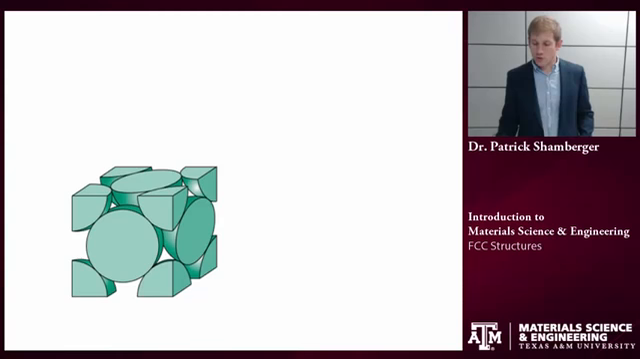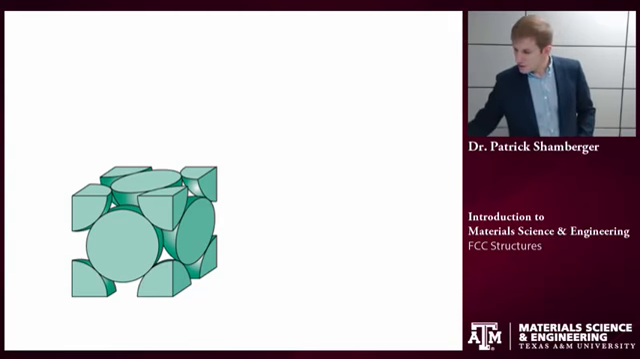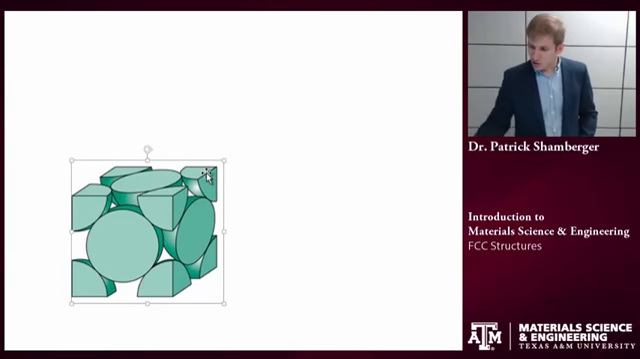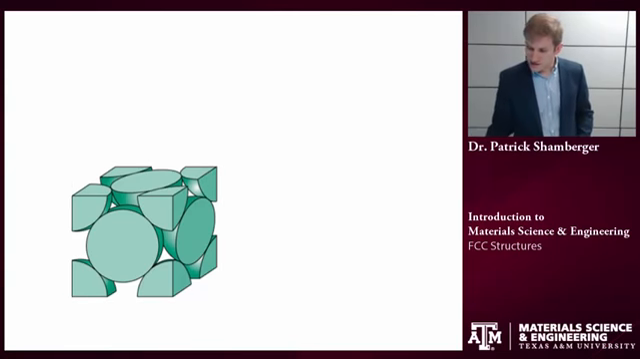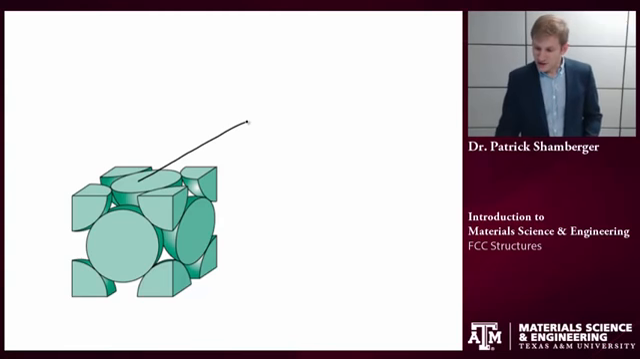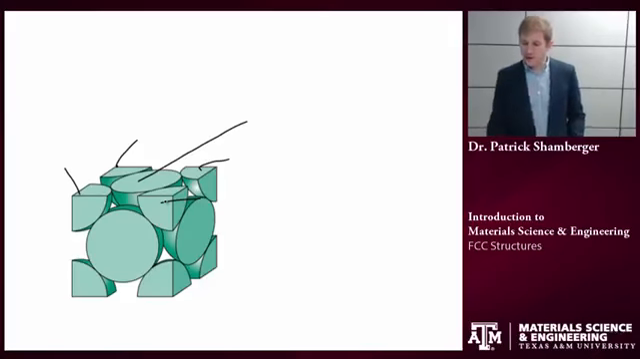So to calculate the coordination number, we can start with any particular atom we want. So let's start with this atom, say. So I can see immediately that there are 4 atoms touching it, 1, 2, 3, 4, in that plane. What might be a little harder to see is that there are 4 atoms touching it immediately below.